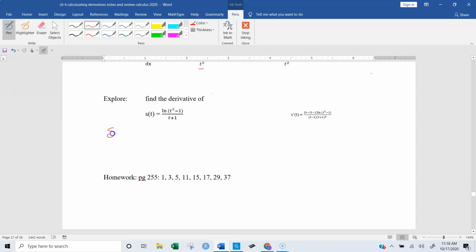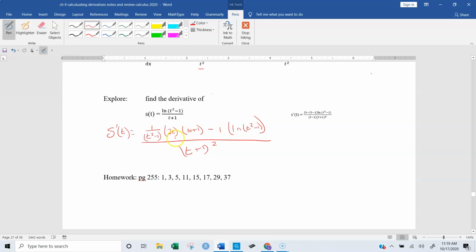So now you're finding the derivative of s with respect to t. So you have to do the derivative of the numerator. So we know the derivative of the natural log is 1 over t squared minus 1 times the derivative of the function, which is 2t. All right, so we took the derivative of the first times the denominator, which is t plus 1, okay, minus the derivative of the denominator, which is just 1, times the numerator, natural log of t squared minus 1, all over the denominator squared.